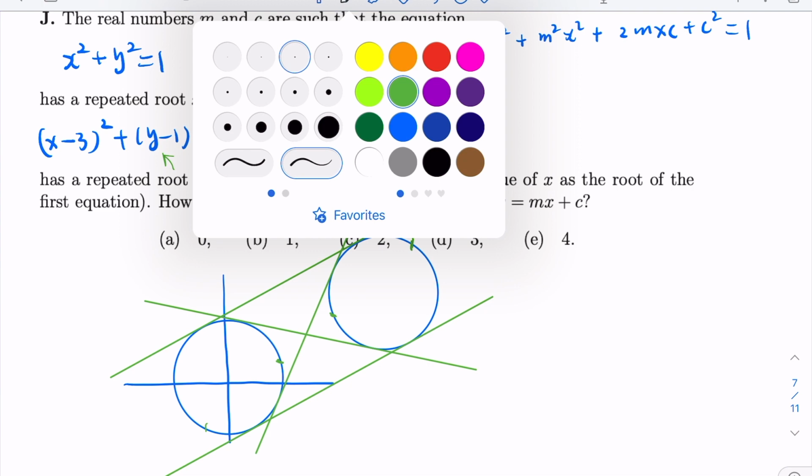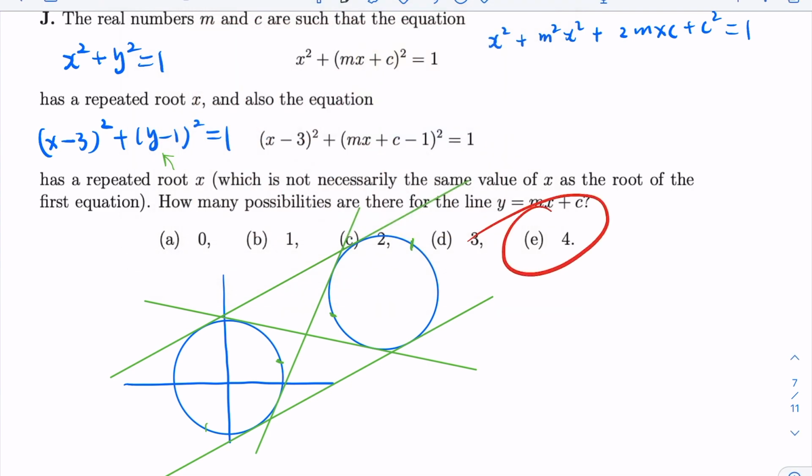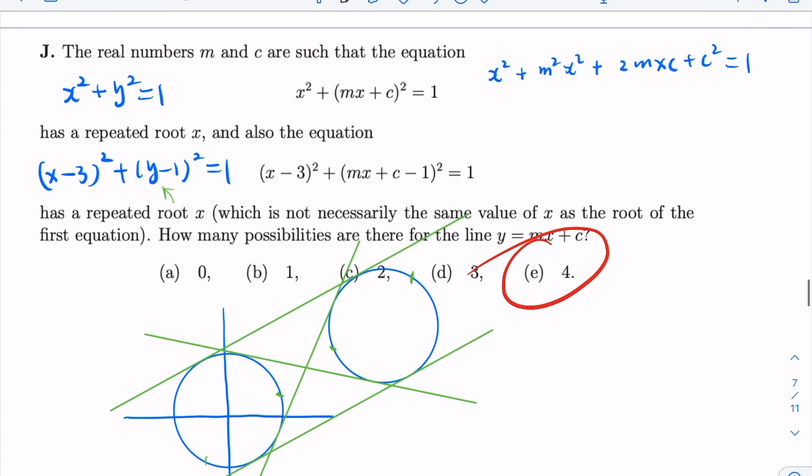Let's use a different color here. So that's the answer. It's really important not to use this approach, but rather to realize that a different problem is hidden in a different way of presenting this problem to you. In your mind, you should think of this as two circles and try to find the intersection of a straight line and circles, and a repeated root meaning the line happens to be tangent to the circle, or in this case, tangent to both circles.